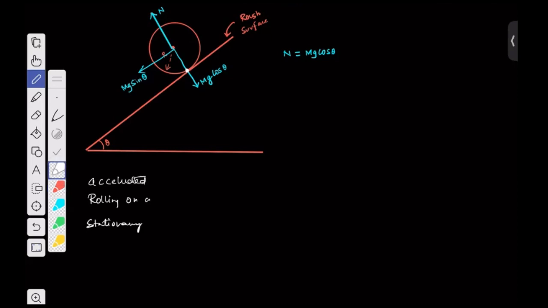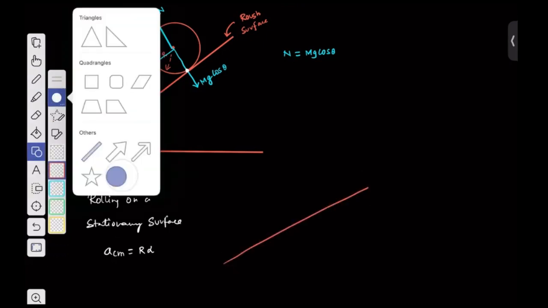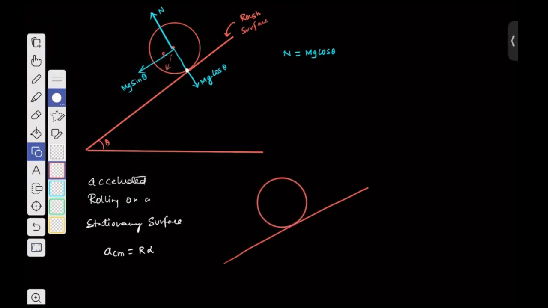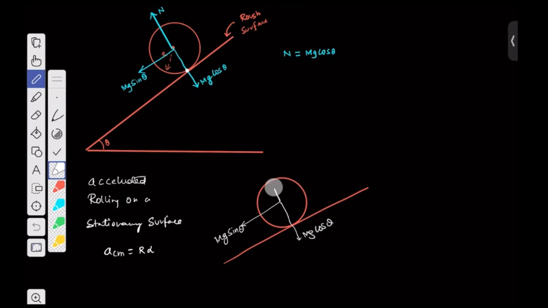Since it is going to be accelerated rolling on a stationary surface, the condition we have got is a_cm must be equal to R alpha. Now, next I'll ask you to check the torque that is going to be acting on our object about the center of mass. So mg has no torque about the center of mass. The normal contact force also passes through the center of mass, so the torque of the normal contact force about the center of mass is 0.